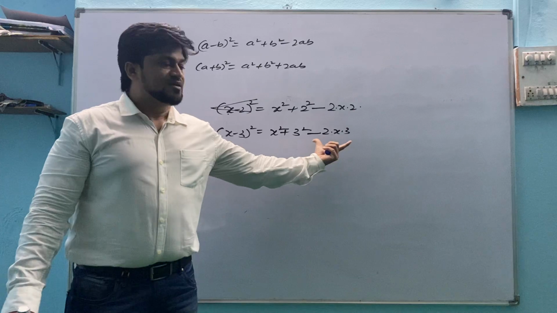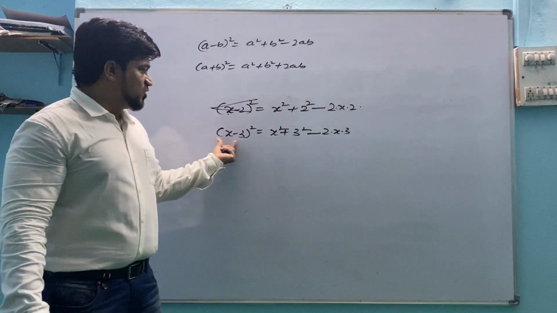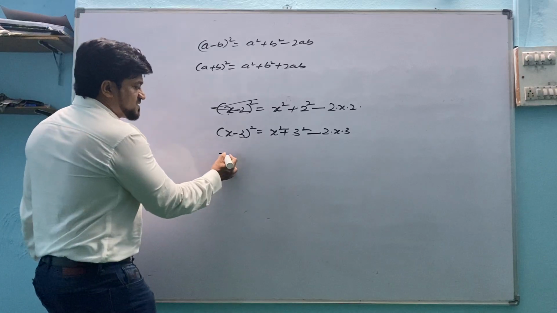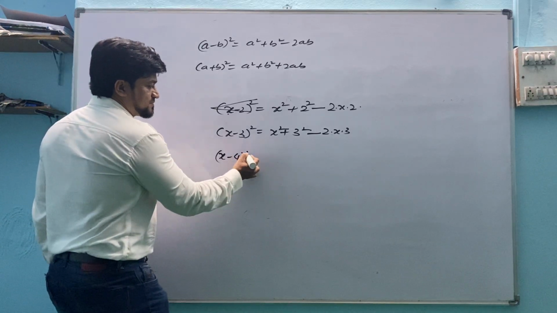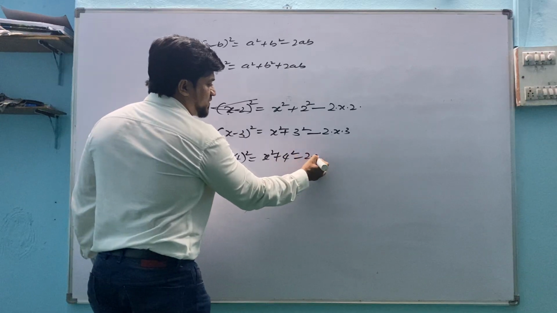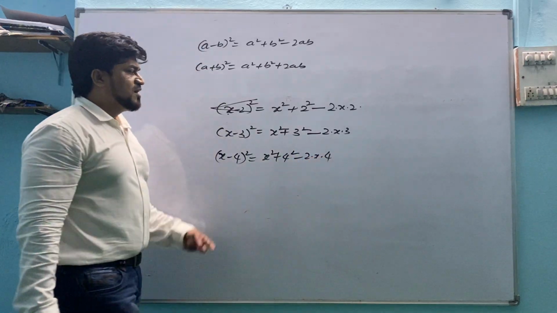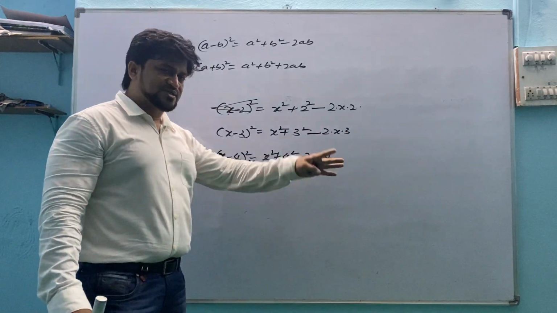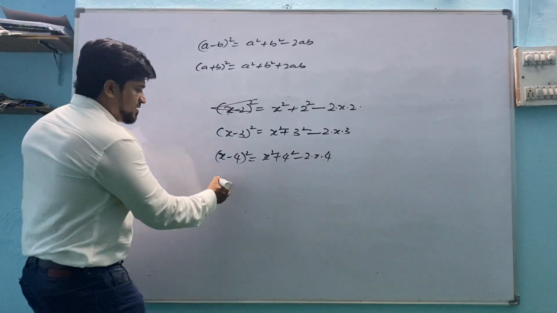Something short is given to you and we are expanding it. We get 3 terms; here we have only 2 terms. After expansion, we will get 3 terms. Now (x minus 4) whole square: x square plus 4 square minus 2 into x into 4. Afterwards we simplify: 4 square is 16, 2 times 4 is 8x, that is a different step.